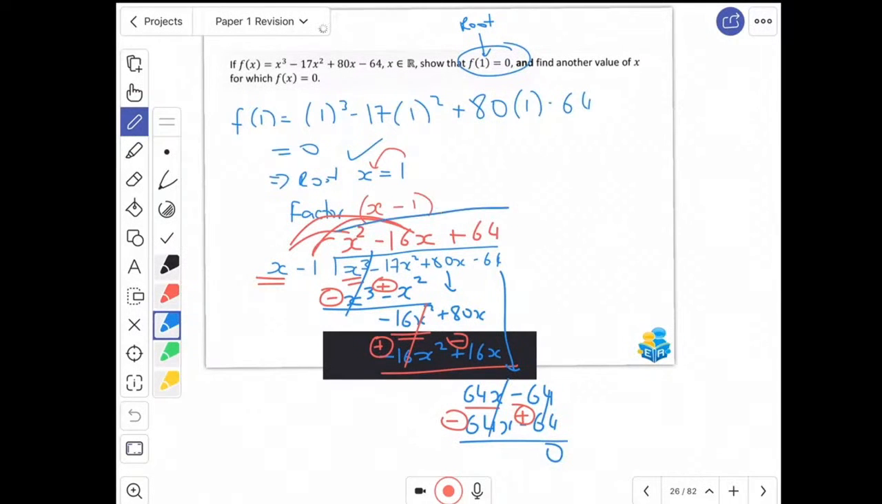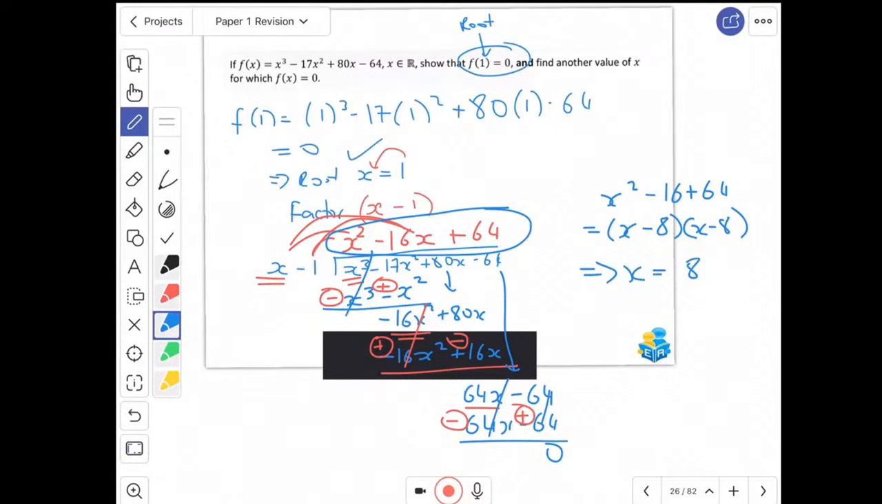Okay, so this is the quadratic that I'm concerned with now. So we take our quadratic and I want to factorize it. So it's x and x, that's going to be 8 and 8, minus and minus. So therefore the other roots are x equals 8, or x equals 8. Okay, that's your other root.